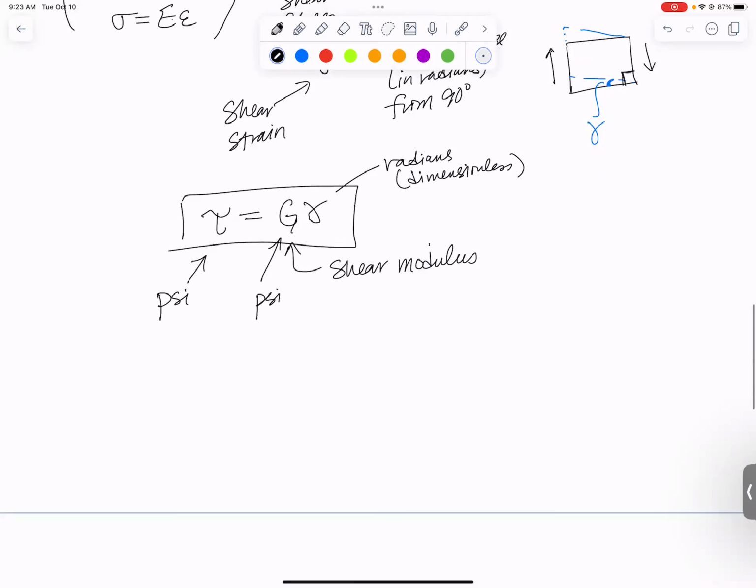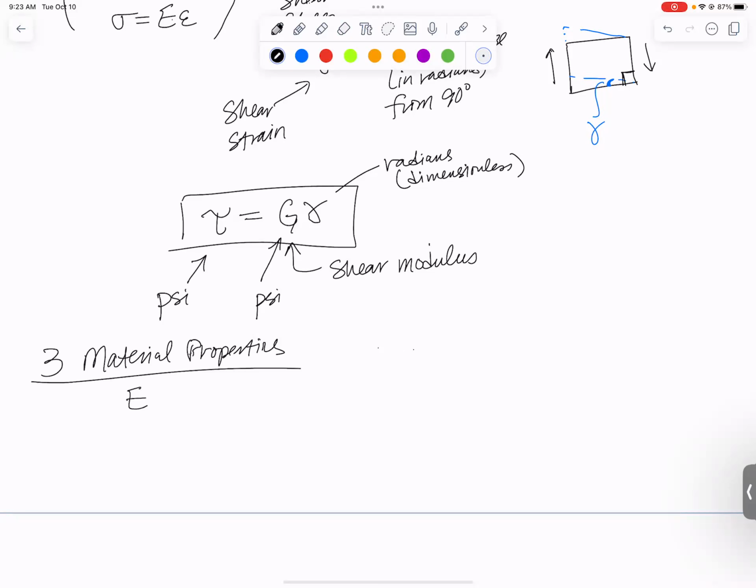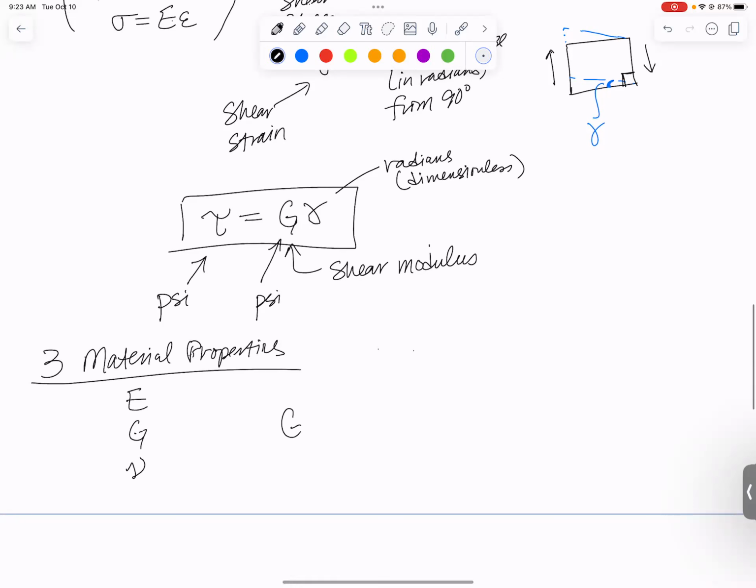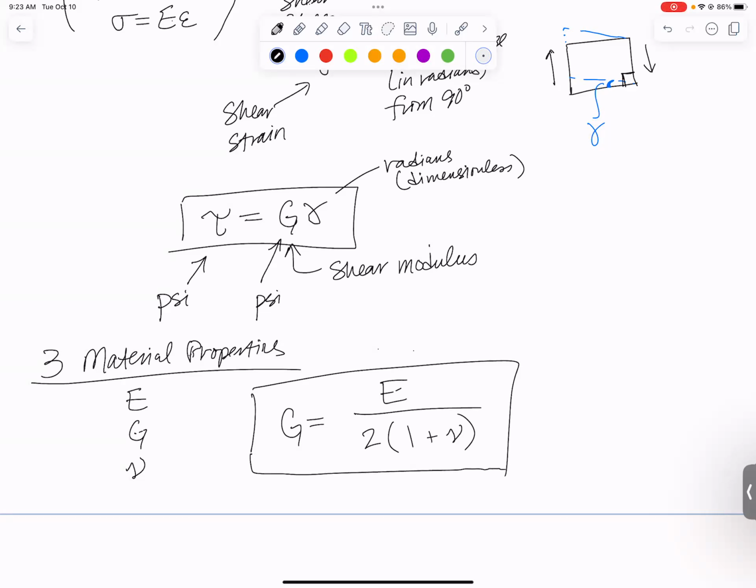So we have three main material properties. Those material properties are Young's modulus, shear modulus, and Poisson's ratio. It turns out they're all related. There is a fabulous formula that if you take advanced strength of materials later on in life, you get to learn how to derive. Shear modulus is Young's modulus divided by 2 times 1 plus Poisson's ratio. That's great. So if you ever only knew 2 of them, you could solve for the third one by using this equation.